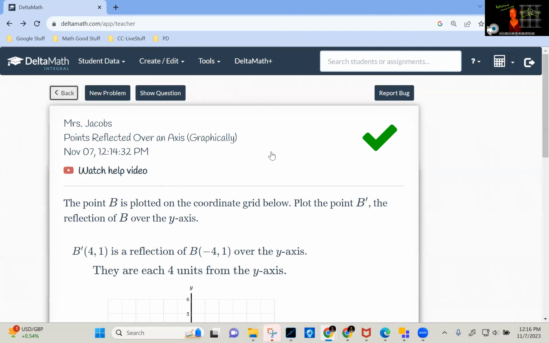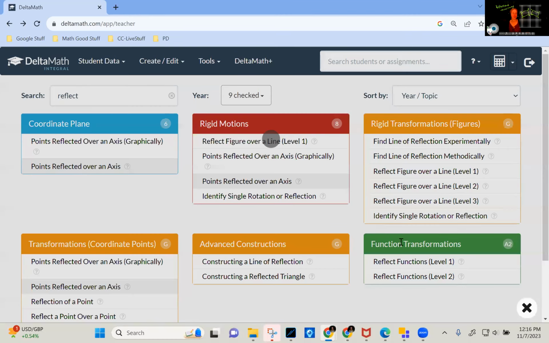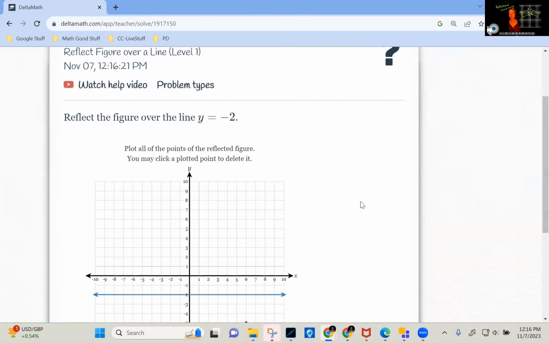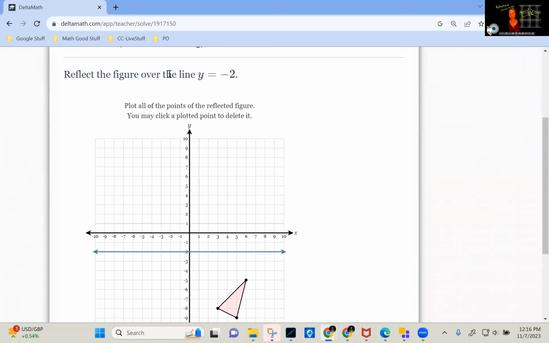Okay, the other type that you're going to have is not this type. I don't know why I clicked that one. Let me look at my list. Reflect a figure. Where did it go? This one. Click. Okay. Reflect the figure over the line y equals -2.